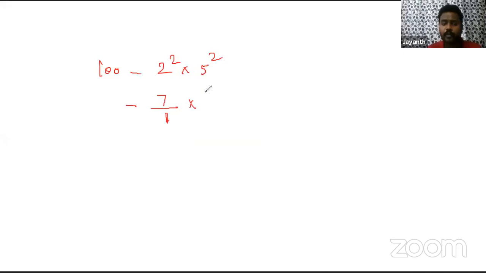So 100 is 2 power 2 into 5 power 2, right? Now I directly write 2 cube minus 1, which is 7, and 2 minus 1, which is 1, and 5 cube, which is 125, 125 minus 1, which is 124, and 5 minus 1, which is 4. So 124 by 4 is 31, 7 times 31 is 217. Yes.